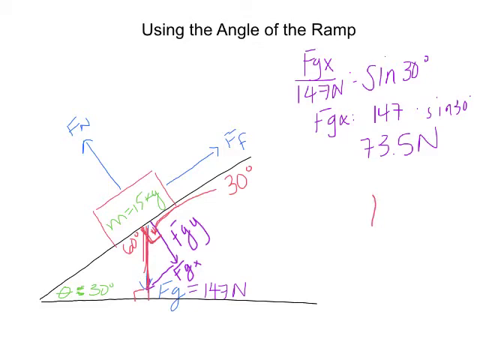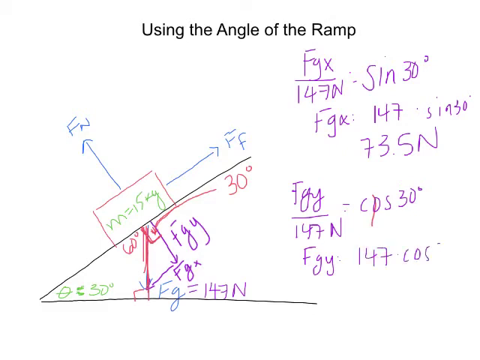And then to find f sub gy over 147 newtons, that's equal to the cosine of 30 degrees, or f sub gy equals 147 times cosine of 30 degrees, which gives you 127.31 newtons.